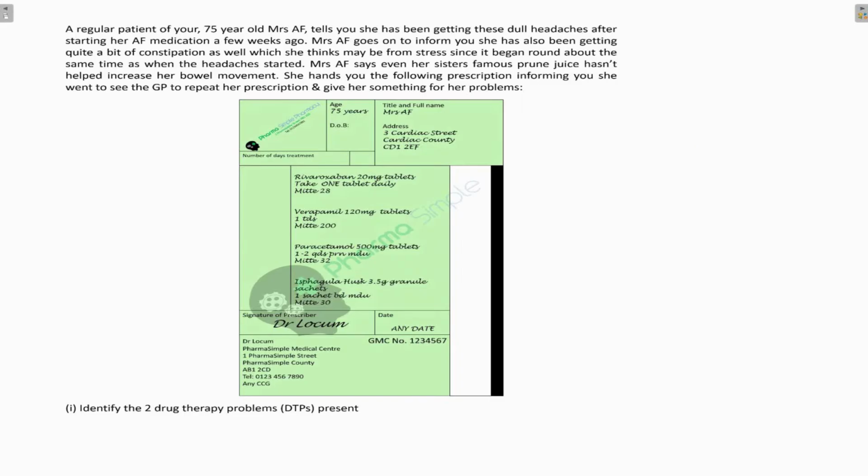Now, taking this back to Mrs. AF, we can see that she's been given a potent rate limiting calcium channel blocker, verapamil. So that's one thing that we can tick off.